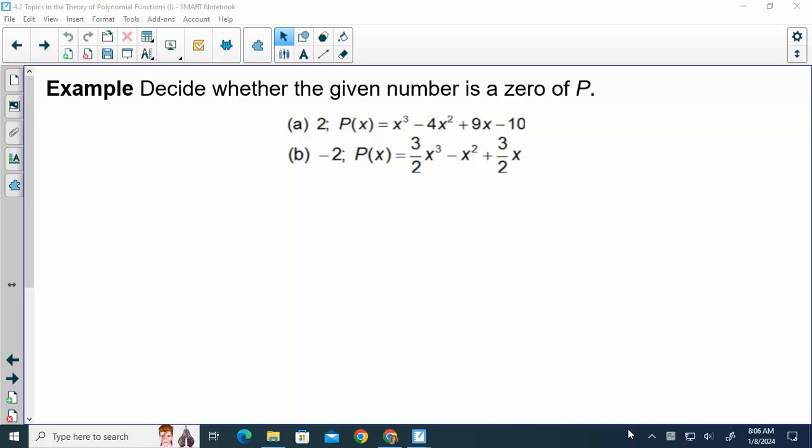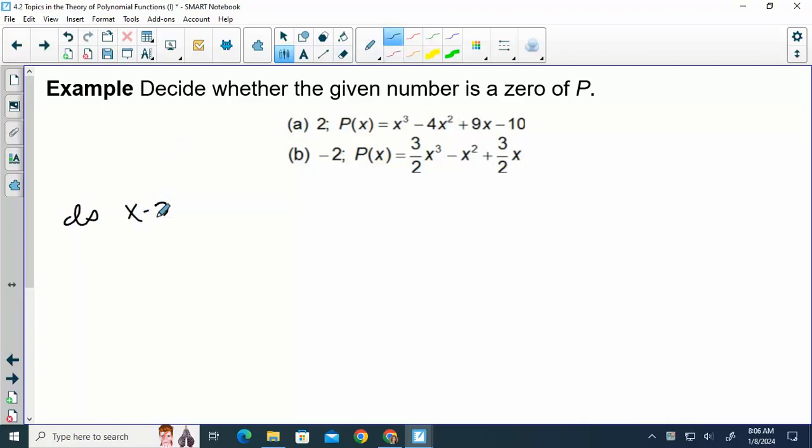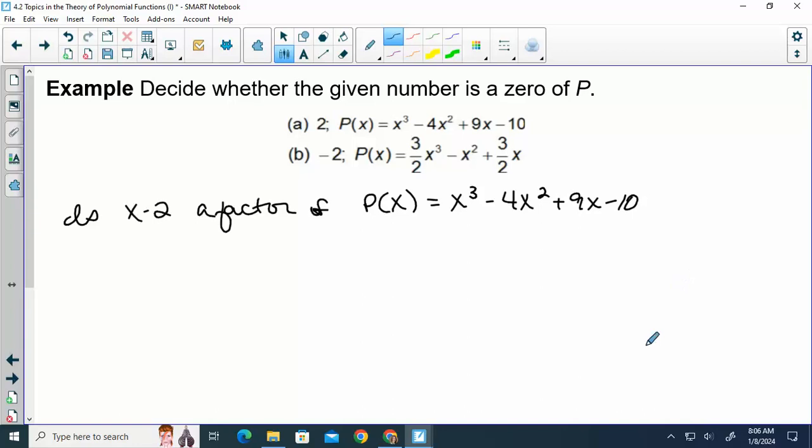When I say a factor, I might have asked the same question, but said like is x minus 2 a factor of this polynomial? So that's the same thing. Factor includes the x with it, and 0 is just the number. But saying is x minus 2 a factor is the same as saying is 2 a 0.